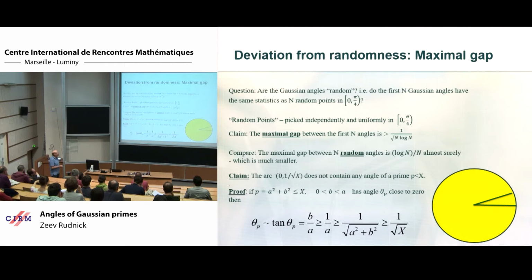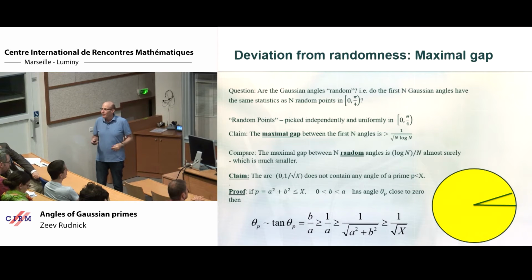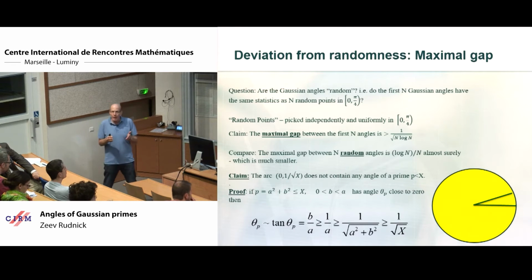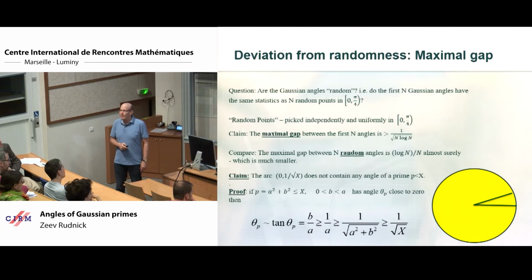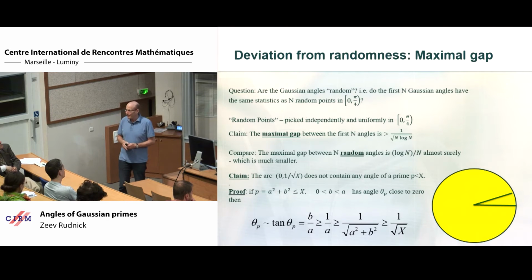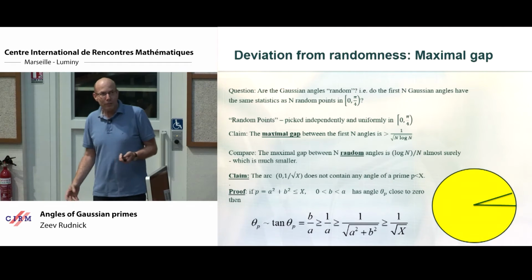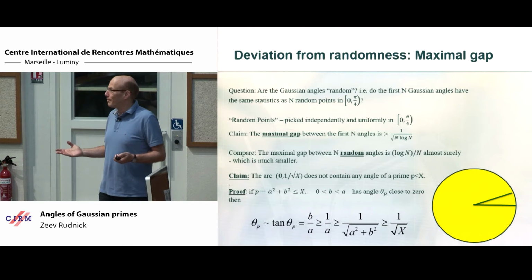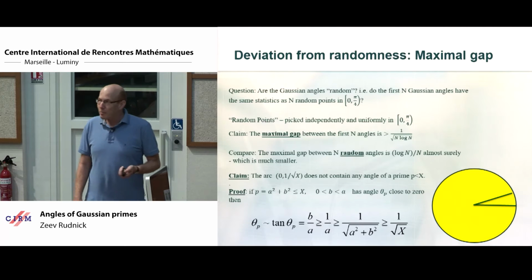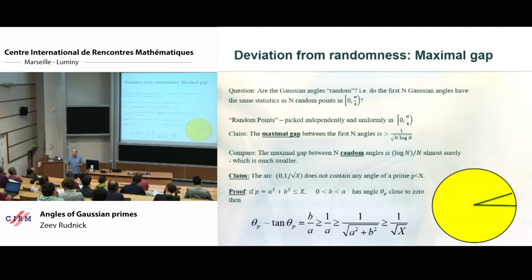So you get something which is bigger than 1 over root x, so the angle is at least 1 over root x, and the number of primes up to x is x over log x. So that proves that you get something like this. This is completely elementary, but it uses something about integers. So from this point of view, these Gaussian angles are not random. The maximal gap is much bigger than for a random sequence.